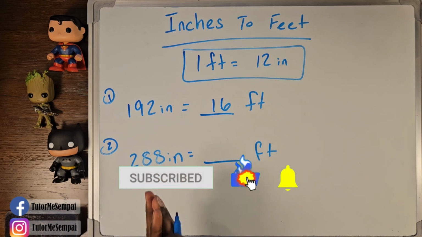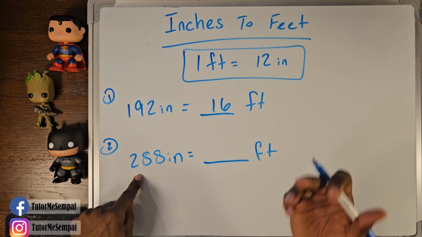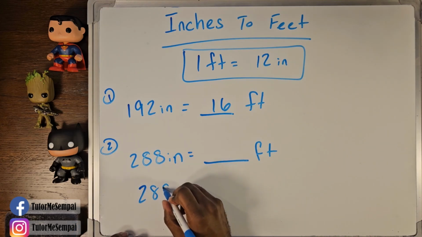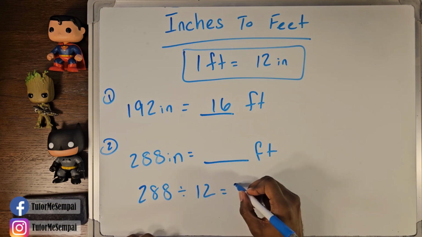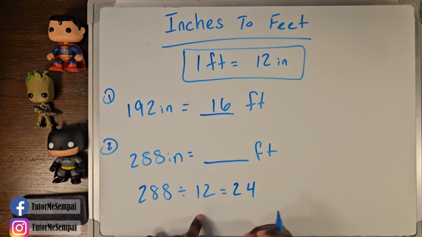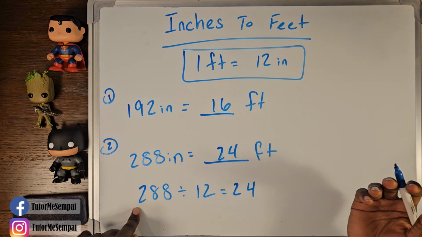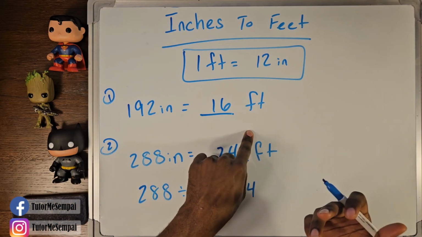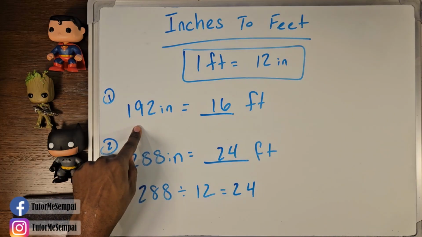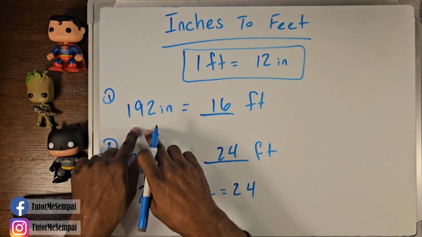Well, we're going to tackle this the exact same way. We want to see how many groups of 12 288 will give us. So we're going to divide 288 by 12 again. And when we do so, we're going to get 24. 24 groups of 12 is what we have when we have 288 inches. Therefore, our answer is going to be 24 feet. So when you're converting from inches to feet, what you really want to do is take your total number of inches and divide it by 12. That's going to give you how many feet you have for your amount of inches.